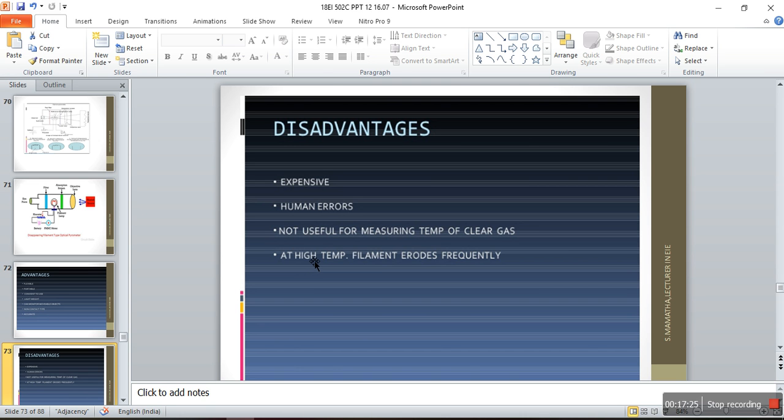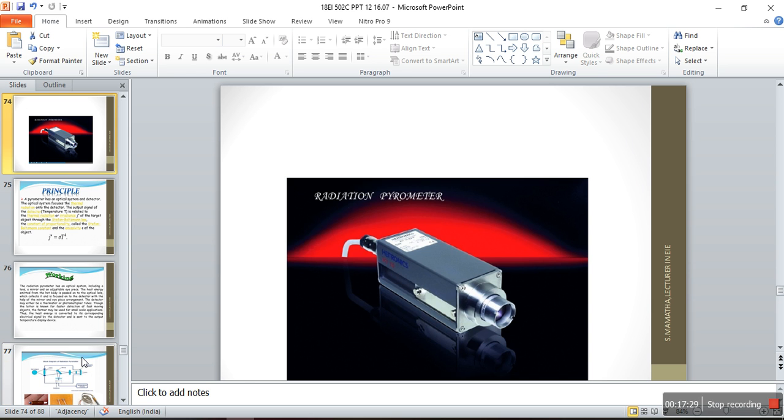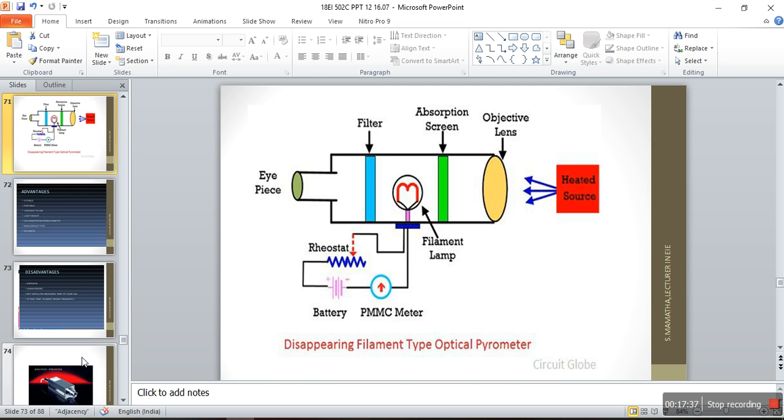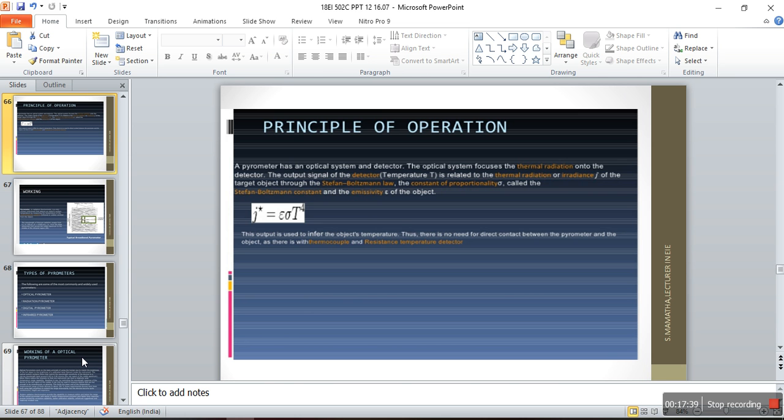These are the disadvantages of the optical pyrometer. So we have discussed the optical pyrometers.